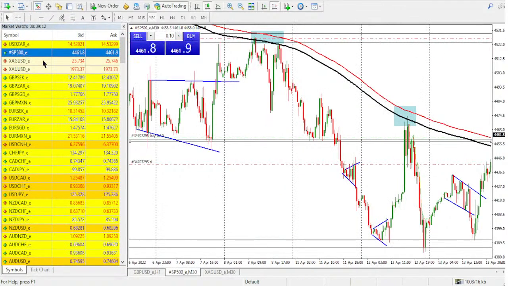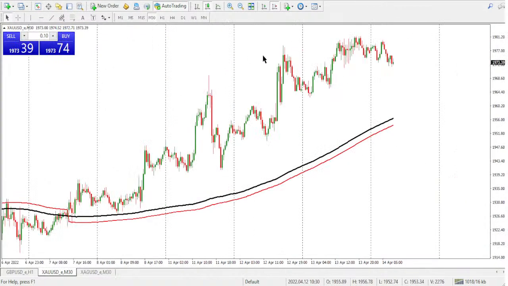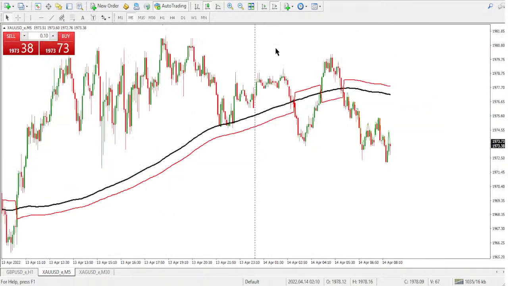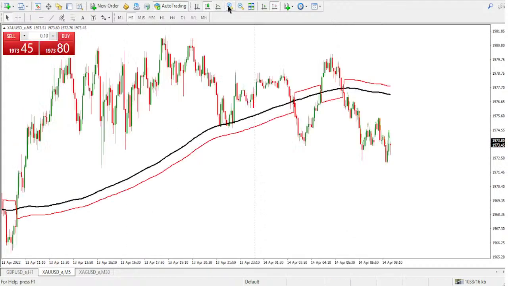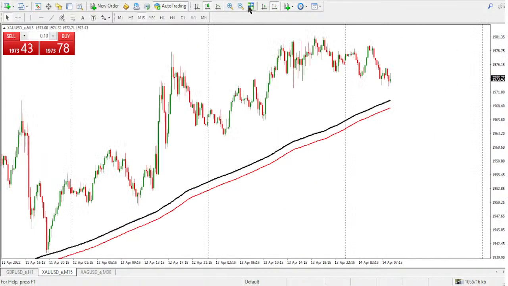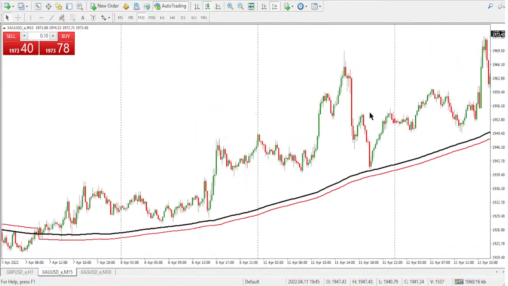The next instrument is gold. So on gold so far, let's look at a lesser time frame. On gold so far, on the 5 minutes chart doesn't look very good, but it shows us that we have a downtrend. Let's go to 5 minutes. Yeah, so 5 minutes looks interesting. On 5 minutes we are in a very good uptrend.